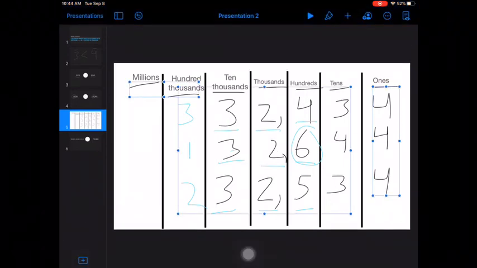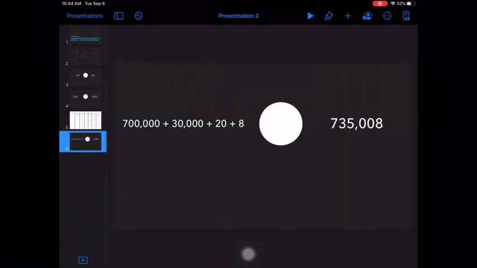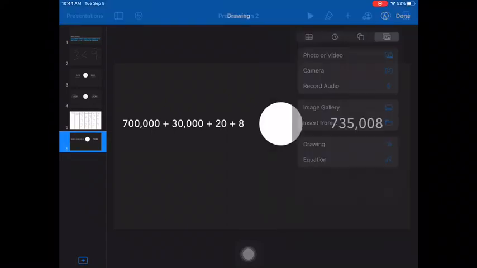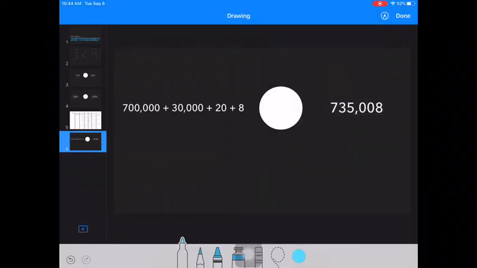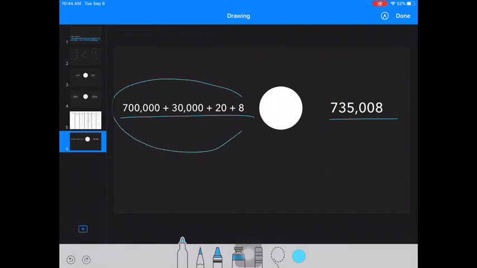And finally, our last slide here is looking at a number written in expanded form versus looking at a number in standard form. Now, I'm going to give you a couple ways to solve this problem, guys. First and foremost, you just look at this and you go, how do I say that number compared to that? Well, let's look at the number on the right. 735,008 is how you say that number. How do I say this number on the left?